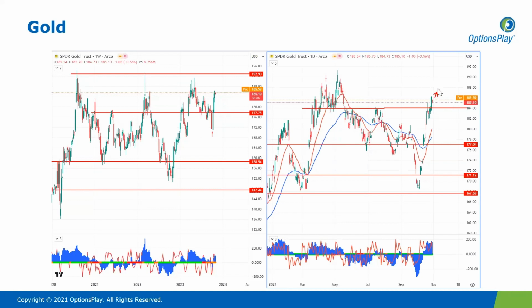I do expect to see a continuation higher, targeting that 190 zone, which is a major resistance level. Really, anywhere between 190 and 192 is a strong major multi-year level of resistance that you want to be looking at for potential bearish or shorting positions. But again, gold, tough one to short currently. If anything, we have to wait for a continuation higher.